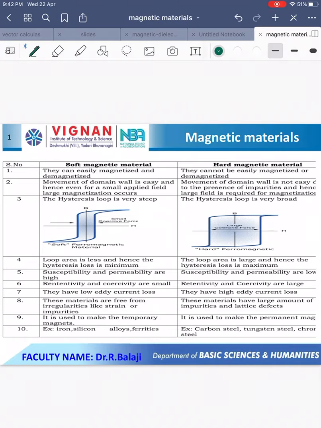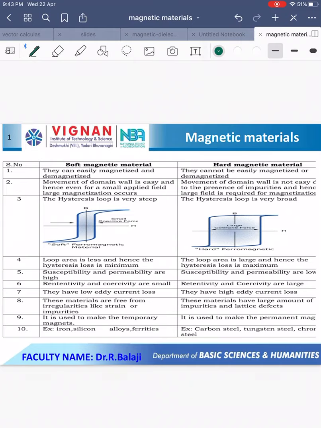So soft magnetic materials can be easily magnetized and demagnetized. Hard magnetic materials cannot be easily magnetized or demagnetized. In soft materials, the movement of domain walls is easy, and hence even for a small applied field, large magnetization occurs. In hard materials, the movement of domain walls is not easy, so by applying a large magnetic field, the material is magnetized.